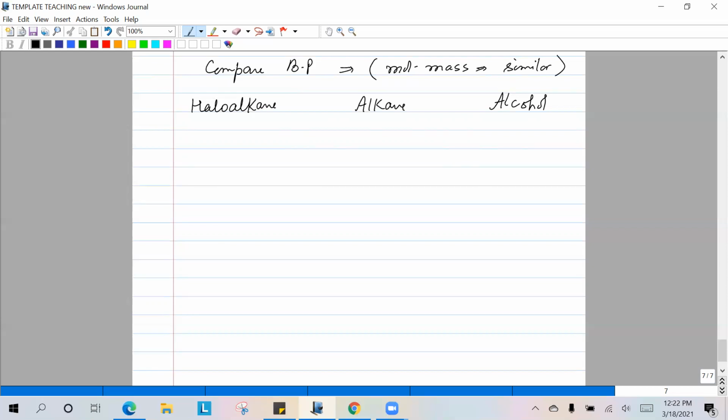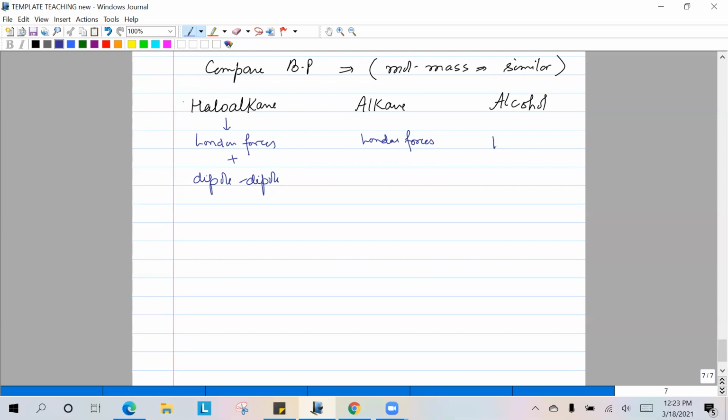In other words, the order of boiling points. For that, again, you need to look at the type of intermolecular force you have. Now, just now we have discussed that the haloalkanes have London forces, plus they have dipole-dipole interactions between haloalkane molecules. The alkanes have only London forces.